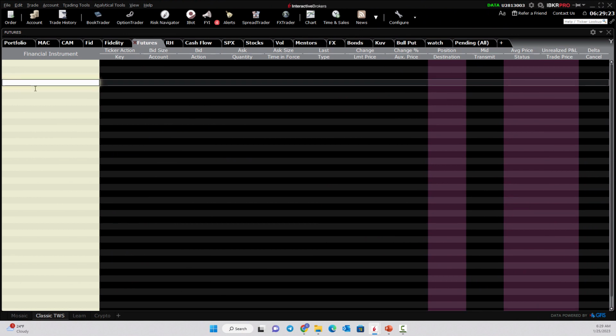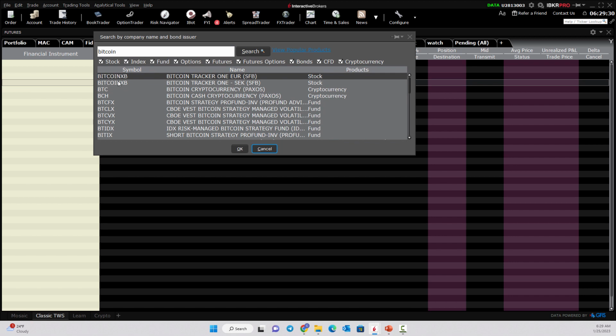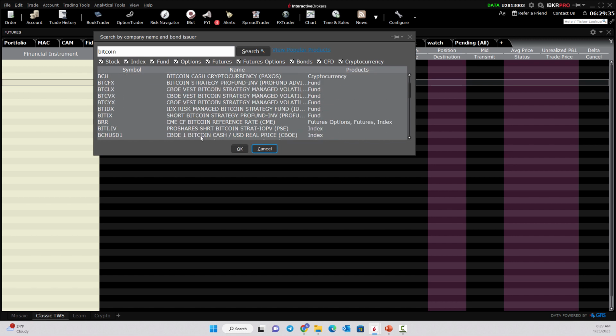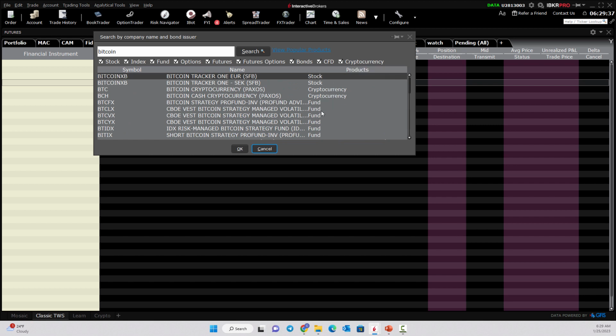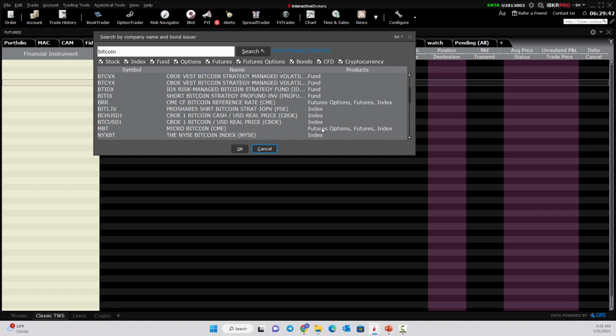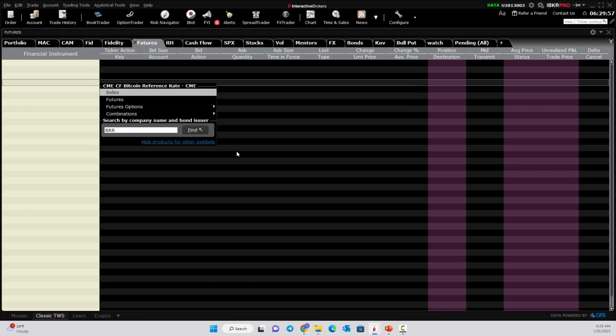If we put in some different symbols, let's say we were searching for Bitcoin, I can just type in Bitcoin, and it'll give me some ideas of different assets. You'll notice under the products that it'll say stock or cryptocurrency or fund, and then we start to get to the futures. This one happens to trade on the CME, the Chicago Mercantile Exchange. Here you can see another, micro Bitcoin. So if you want to trade the full size or the micro, there are different ones available to you.